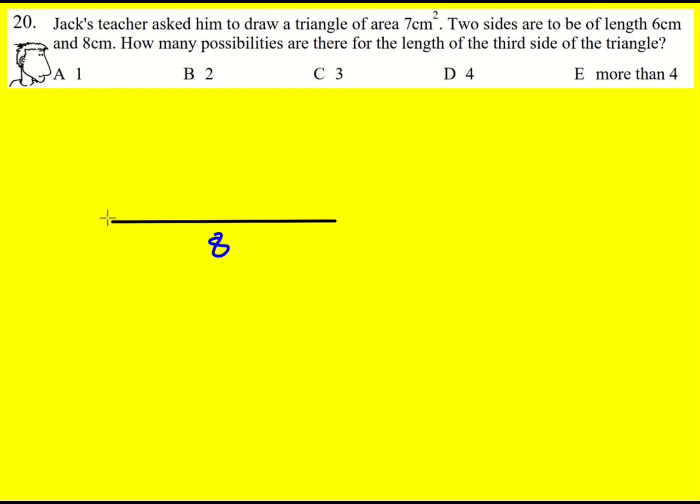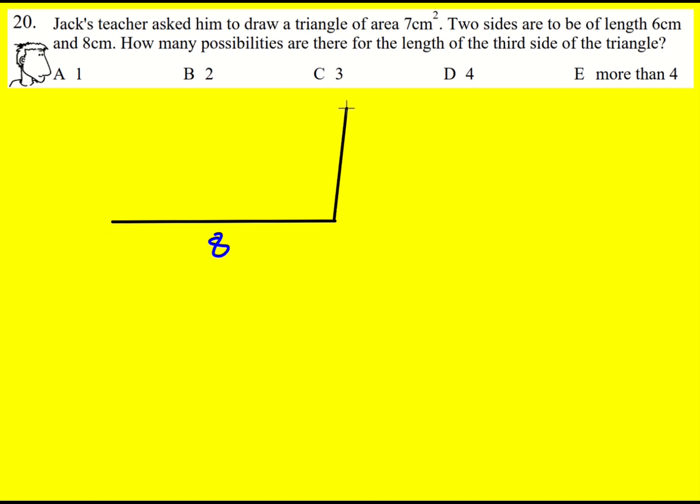If I draw it on the left, it's just going to be a reflection of the other triangle. But that will still give you this. If you draw it over here or over here, you'll still get the other length being the same, essentially, by reflecting it. So if I draw the 6 straight up, I'm going to get an area of 24. That's going to be too big.